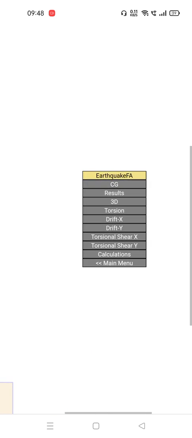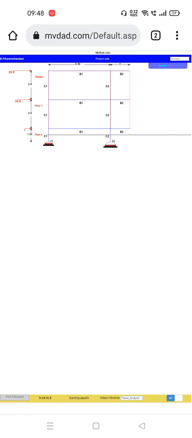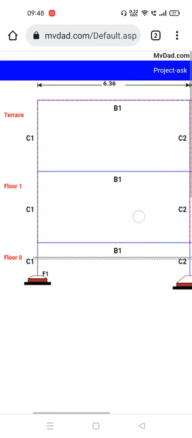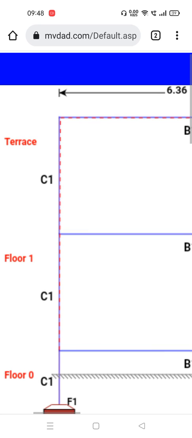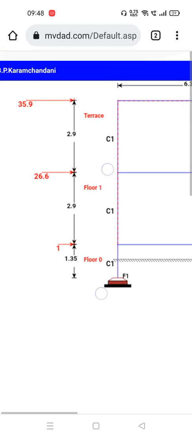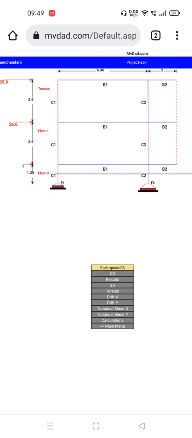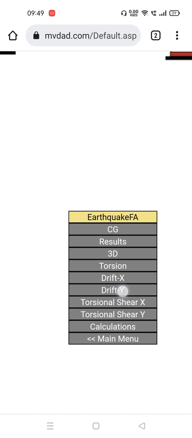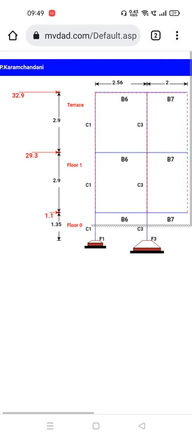Now drift. Drift in X direction, drift in Y direction. You see the displacement of the structure, the dotted line, and these are the values. Drift in Y direction, the values will be different.